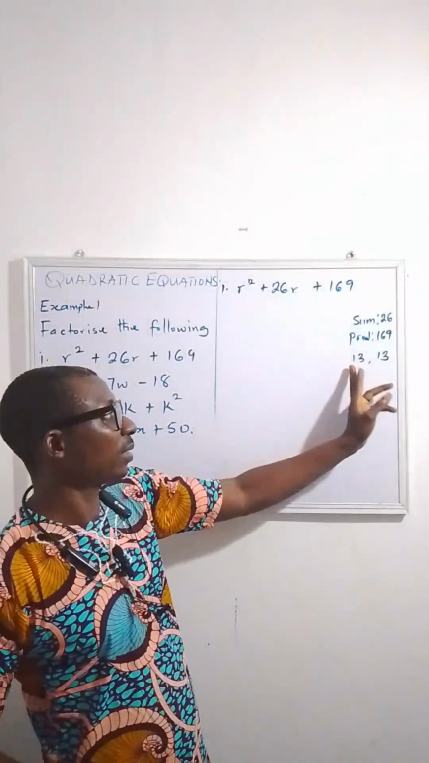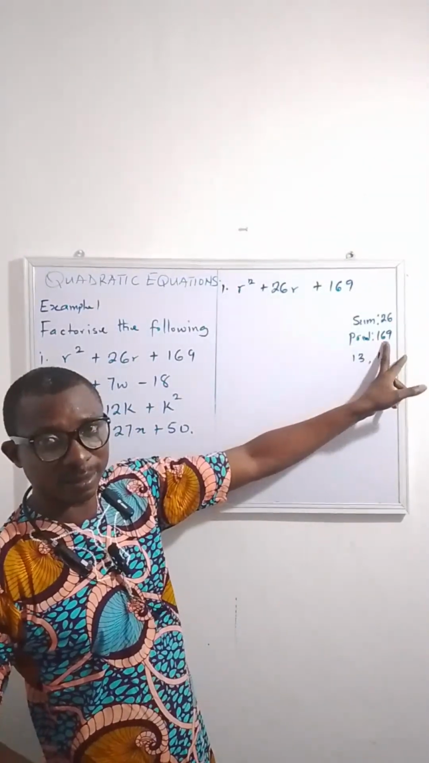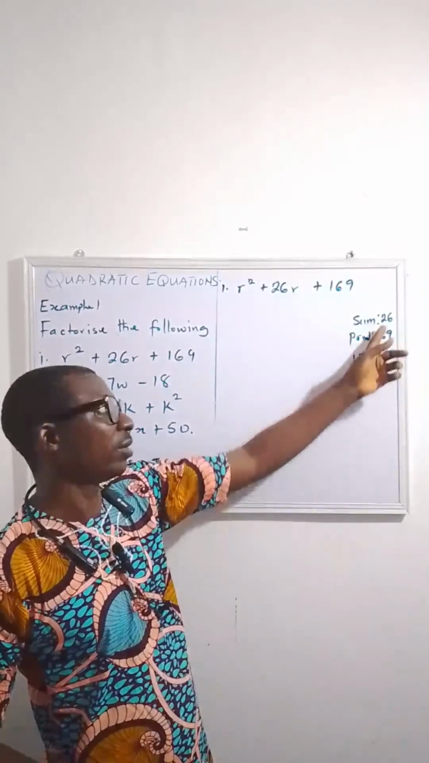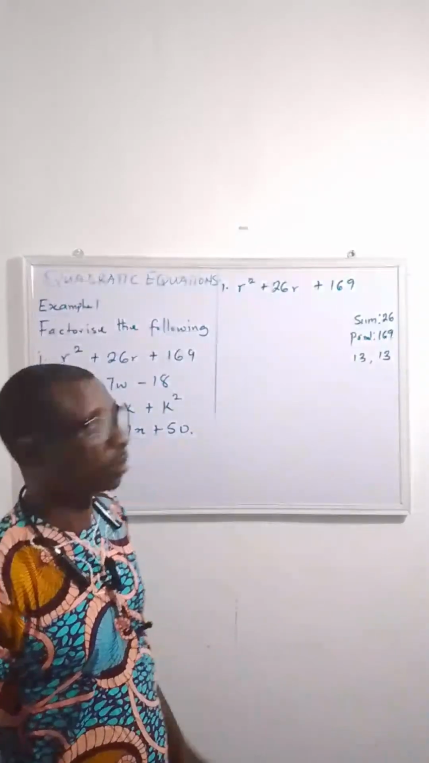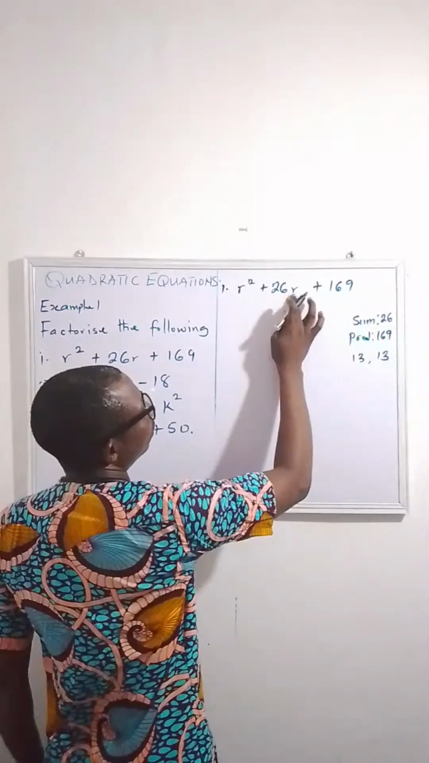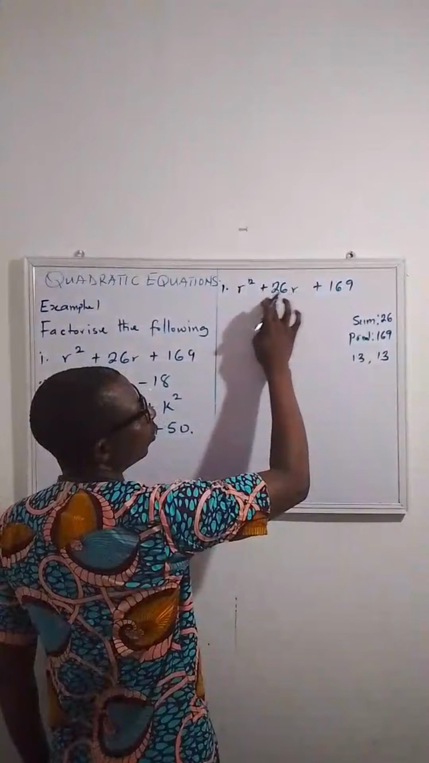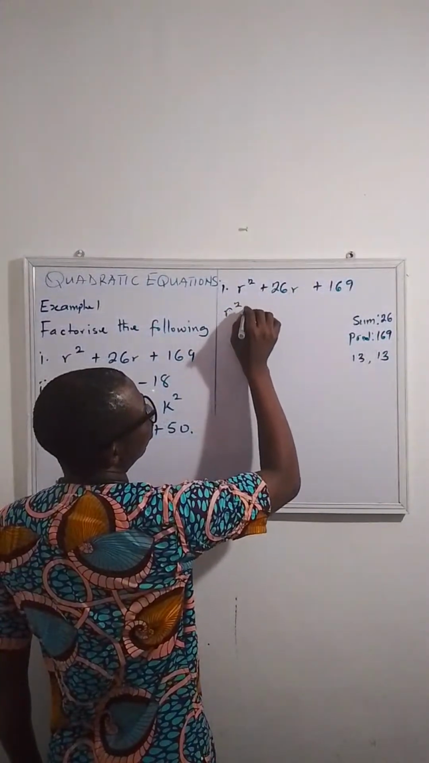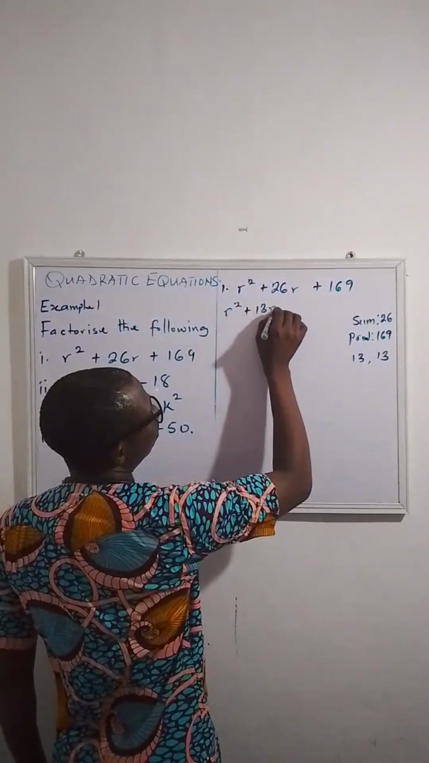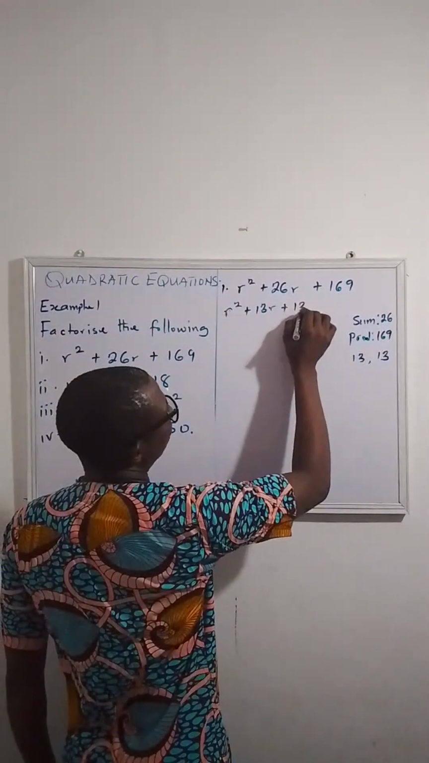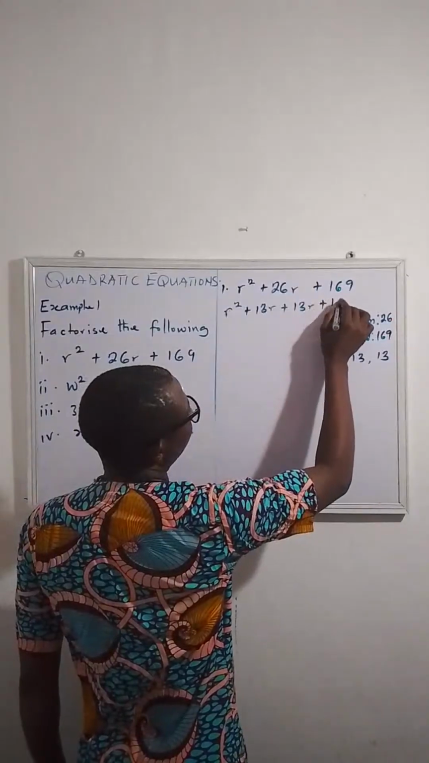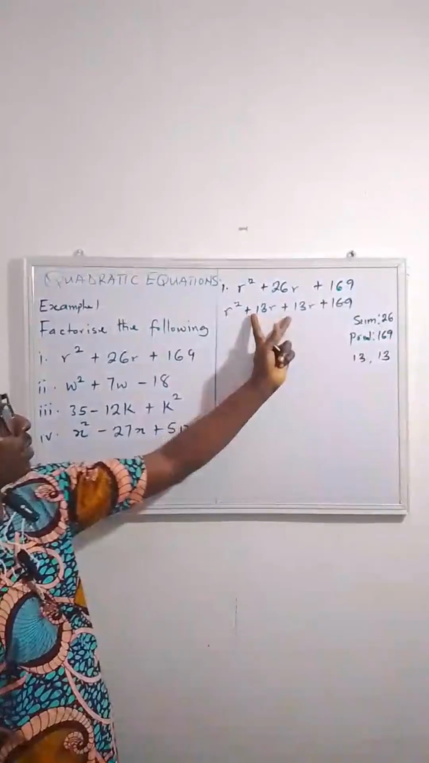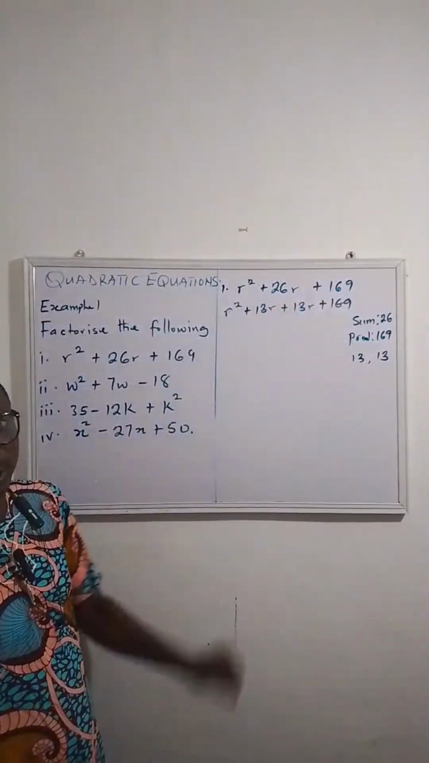Now, when you multiply 13 by 13, you have 169. And when you add 13 and 13 together, you have 26. So now we turn this r squared plus 26r plus 169 into r squared plus 13r plus 13r plus 169. I hope you get that. Okay, you can see when you add these two terms together, you have 26r.